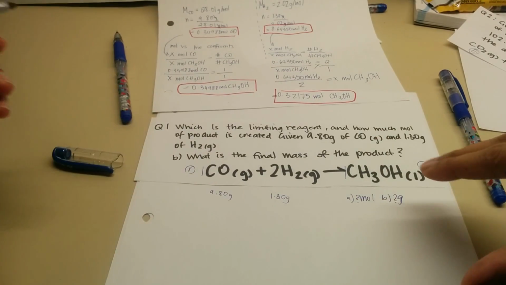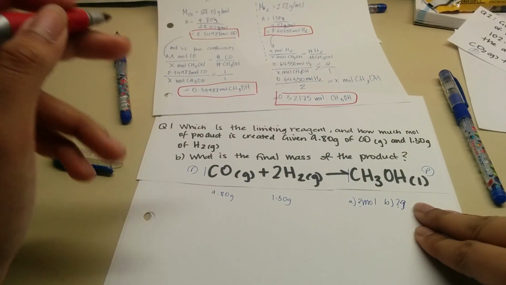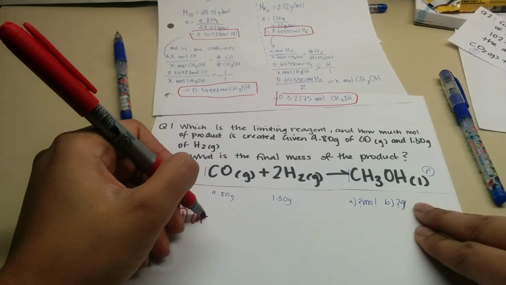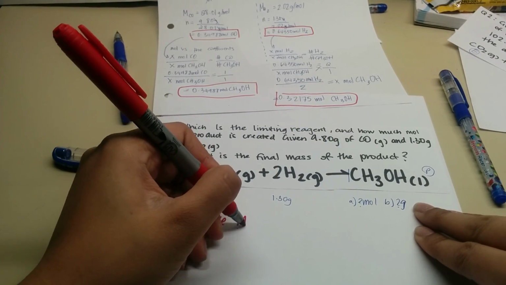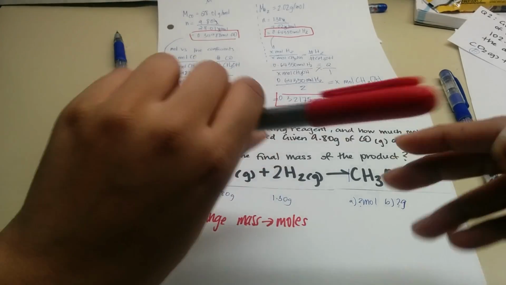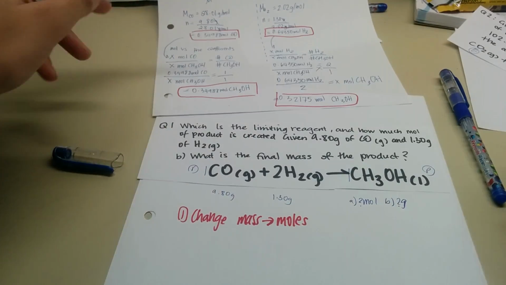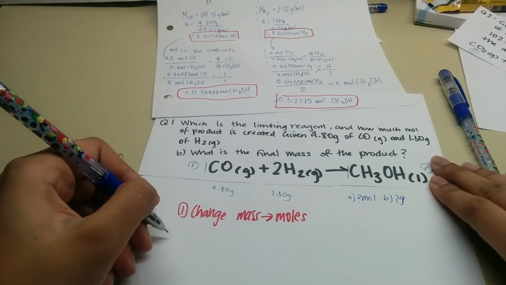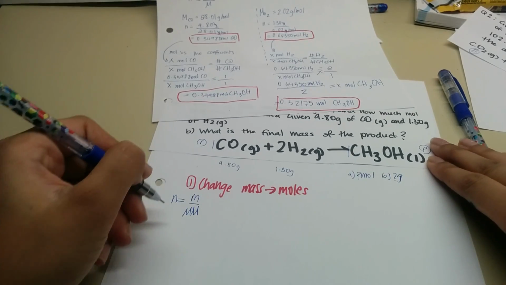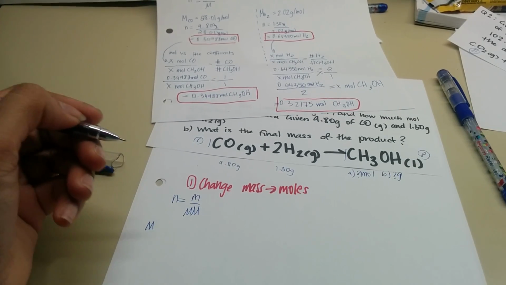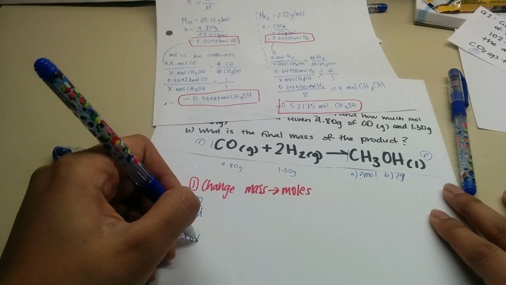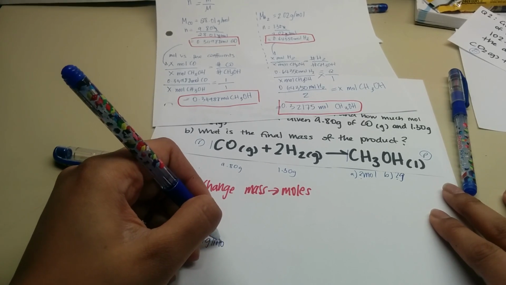Okay, so the most important part to do in the beginning is that you have to change what you're given in mass into moles. So I'll just write that down. Okay, so you should know this formula as moles is mass over molar mass. And I just calculated before that the molar mass of CO is 28.01 grams per mole.